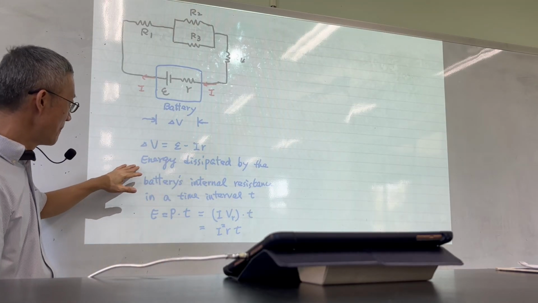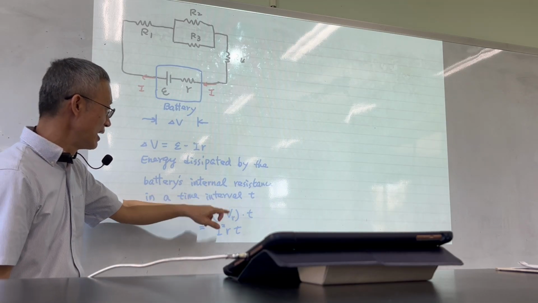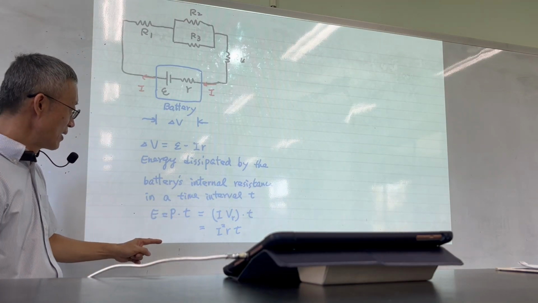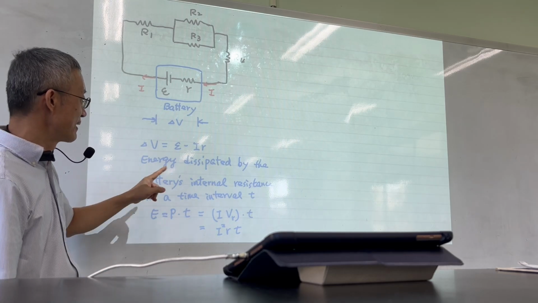And how do we calculate the energy dissipated by the battery's internal resistance in the time interval t? Energy is power times time, right? And we know power is IV.